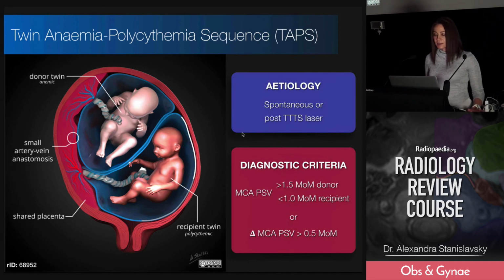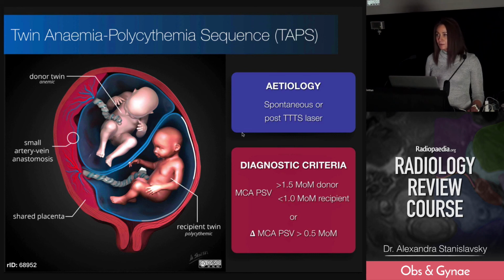Twin anemia polycythemia sequence is in some ways a related condition. You also have vascular anastomoses that result in flow from a donor twin to a recipient twin. But the flow is to a lesser extent, so it's sort of a slower transfusion that doesn't activate that endocrinological process and doesn't result in oligohydramnios and polyhydramnios. What happens, however, is that the donor twin becomes anemic and the recipient twin polycythemic. And this may occur spontaneously or following laser for twin-twin transfusion syndrome.